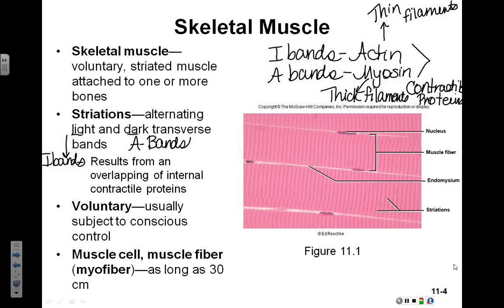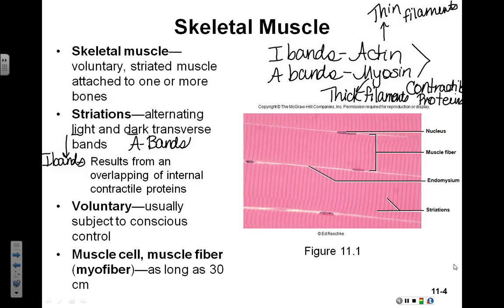So keep in mind, for test purposes, striation: when you have alternating light and dark bands, the light will be your I bands. The light is actin, your thin filament. Your dark bands are your A bands, which are myosin, a thick filament. And these two collectively make up your contractile proteins.